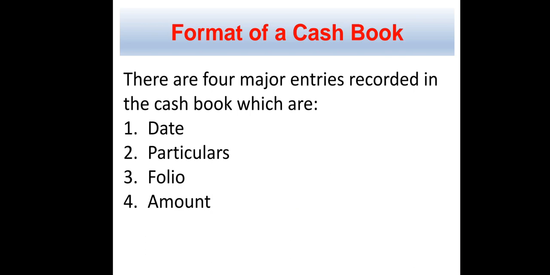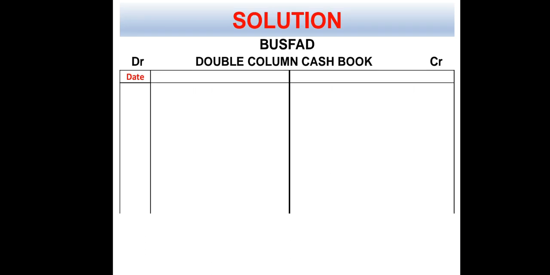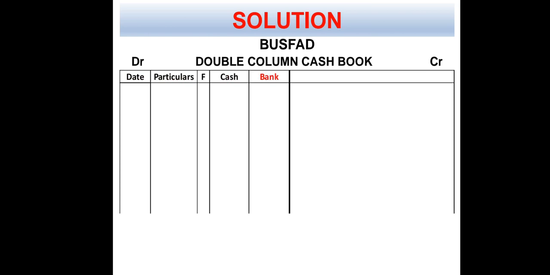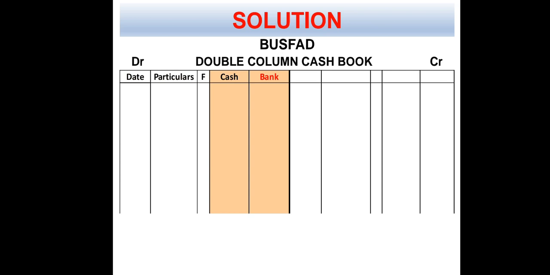But in this case, instead of having a column for amount, we will be having 2 columns, which is for cash and bank. So we have the date, particulars, folio, cash, bank. You can see that's 2 columns. We have the same thing at the credit side as well. That's what actually made this account double column: 1 column for cash, 1 column for bank. So we repeat the same thing at the other side. We have date, particulars, folio, cash, and bank.